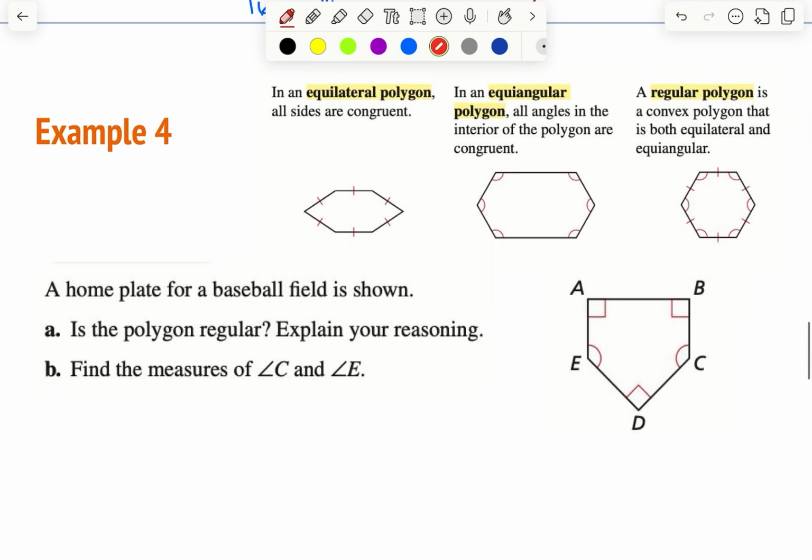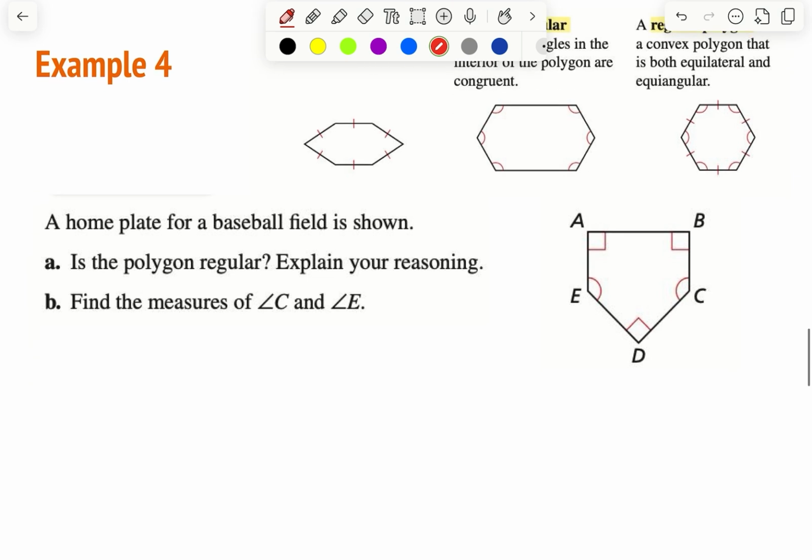Alright, example 4. In an equilateral polygon, all sides are congruent. So all sides are congruent here. In an equiangular polygon, all angles in the interior of the polygon are congruent. And a regular polygon is a convex polygon that is both equilateral and equiangular. So let's answer this example.